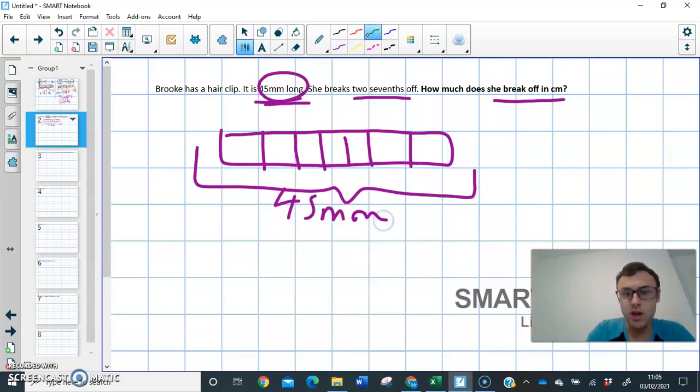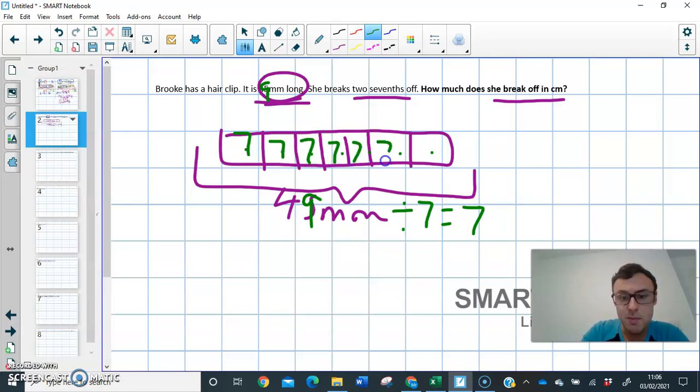I need to work out what one of those 7ths are by dividing 45 by 7, which how many 7s go into 45 isn't going to be a very nice answer, so I'm actually going to change it to 49 to make this easier. How many 7s go into 49 is indeed 7. So each of these are worth 7 millimeters.